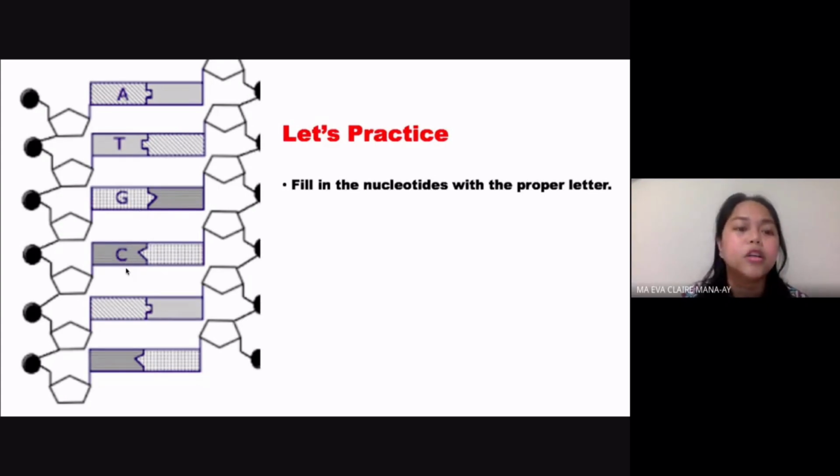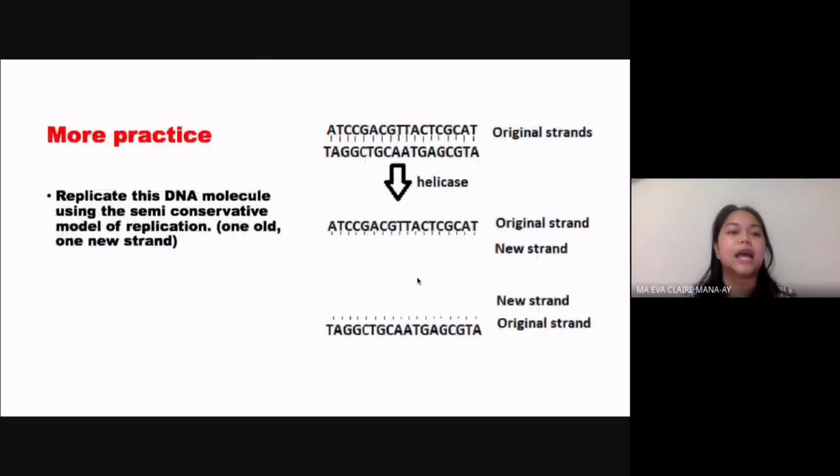Now, what about your letter C? Your cytosine. What's going to be paired with your cytosine? That's letter G. That's guanine. Good job. So that is correct. Very good. Now, let's take a look at our next slide here.